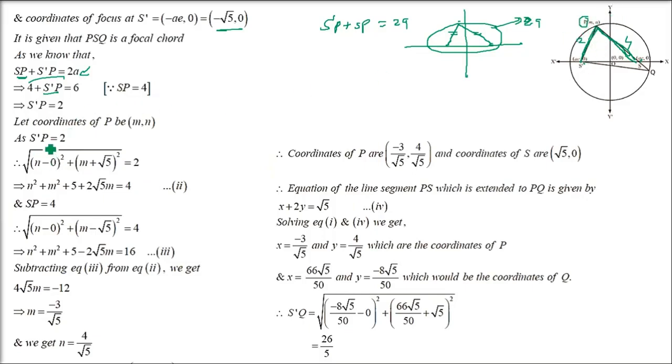Now this P point we are assuming to be n, m. And we know the distance of this n, m from minus ae comma 0, which is minus root 5 comma 0. So n minus of minus root 5, n plus root 5, m. So the distance between n, m and minus root 5, 0, using the distance formula, will be equal to 2. Because we just found it to be 2, there is one equation. Now SP we already know, it's given in the question, it's 4. So n minus root 5 whole square plus m minus 0 whole square under root. So this is going to be 4. So you got an equation here.